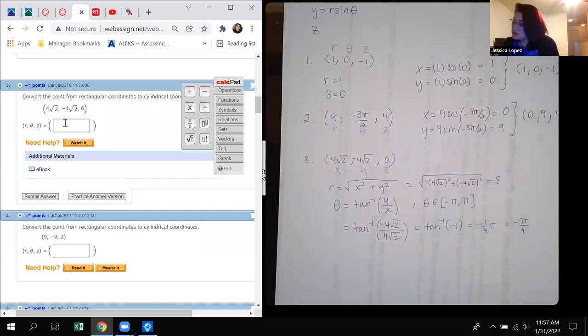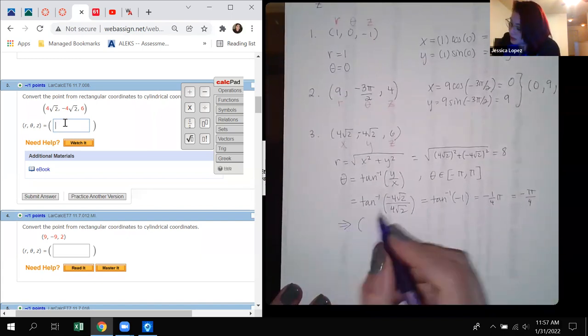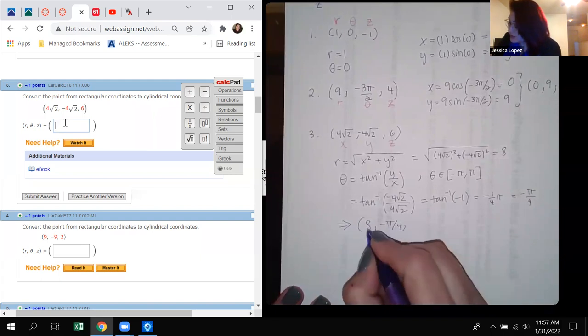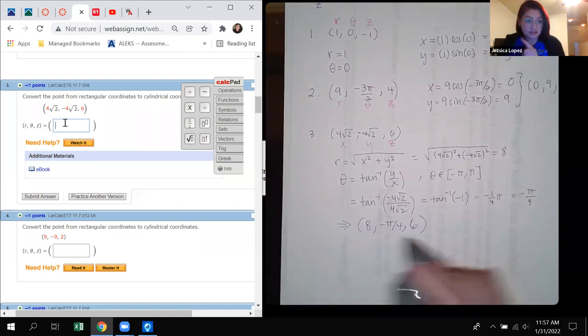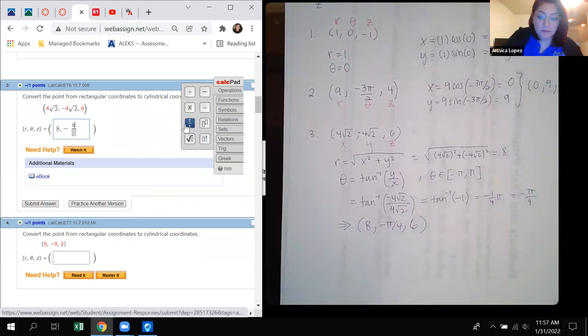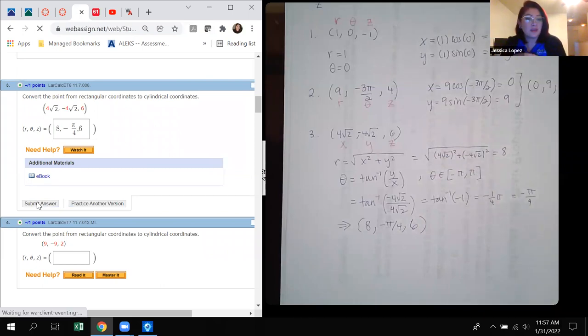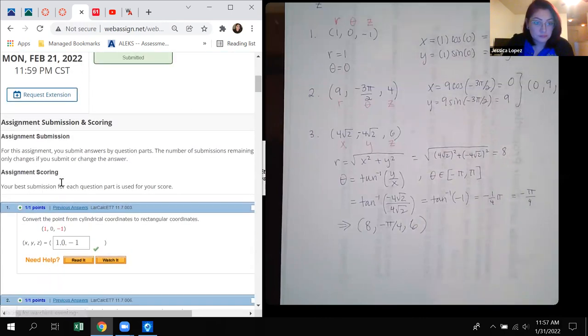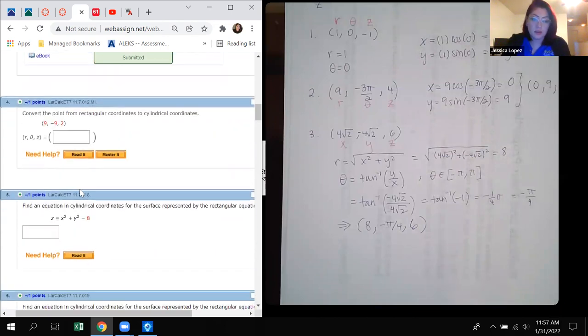So then what are the coordinates? The coordinates are going to be r, which is 8, theta, which is negative pi over 4, and then z, which is just going to stay 6, okay? So 8, comma, negative, I'm going to type pi for pi, and then do 4, go to the side, comma. Now let's check this one, moment of truth, right? We should get our check. Okay, yay, moving on.